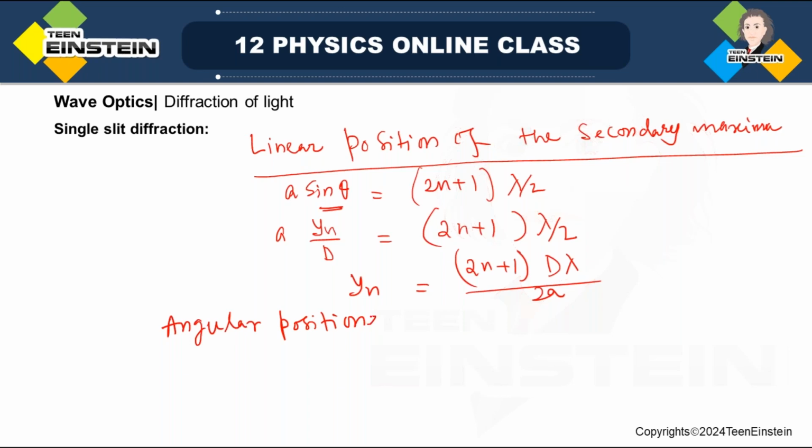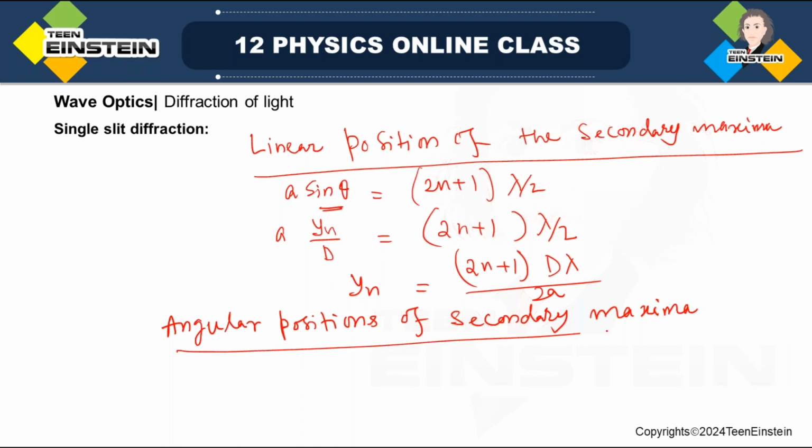Positions of secondary maxima. Okay, so theta is equal to (2n plus 1) lambda by 2a. So this is the one.